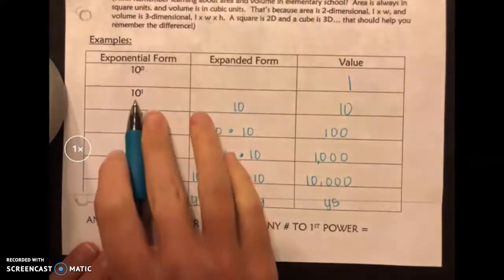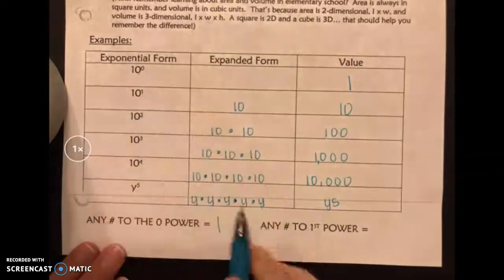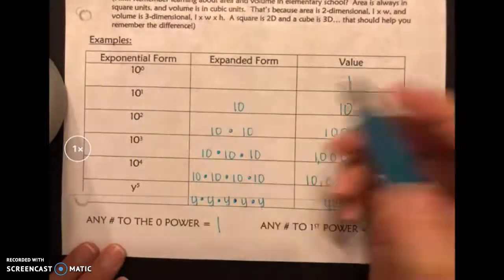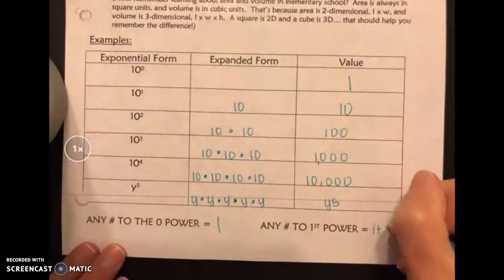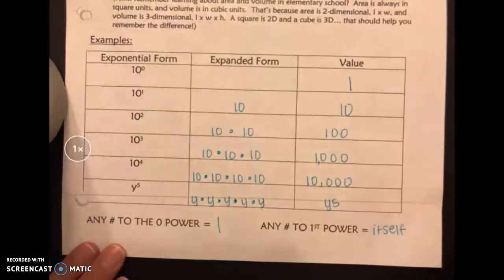So if you notice up here, 10 to the first power, so any number to the first power, it's just going to be itself. So if it's 2 to the first power, it would be 2. If it's 5 to the first power, it'll be 5. All right, let's do a couple more practice problems.